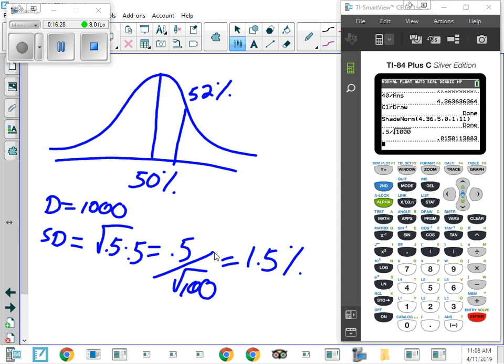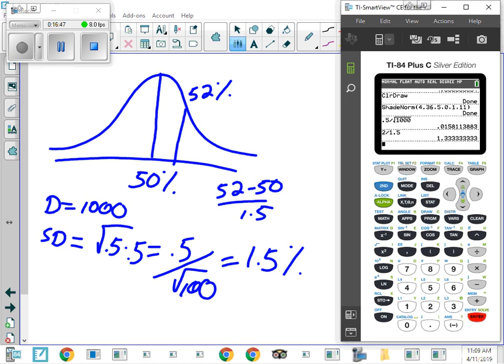Okay, so now I calculate my z-test statistic. Oh, wait, z-test or t-test? Z-test, why? My draws are big. So I do 52 minus 50 divided by 1.5. So that's 2 divided by 1.5. And I get a z-test statistic of 1.33.